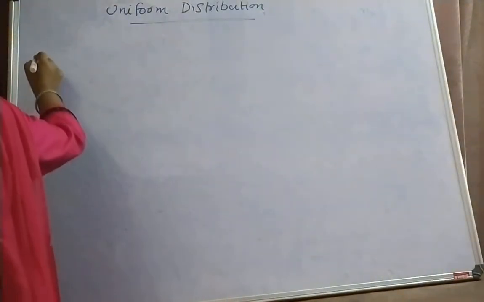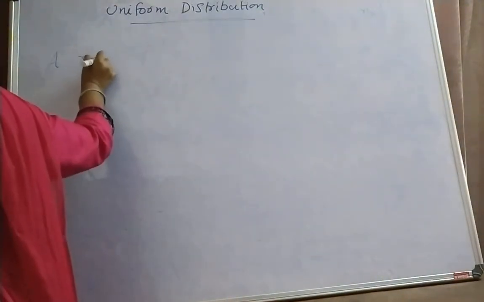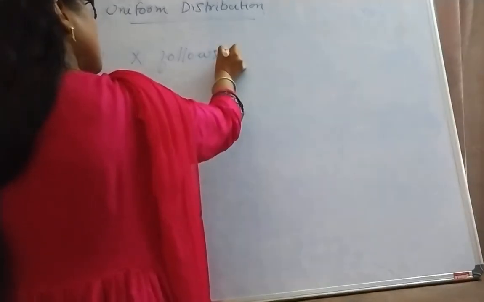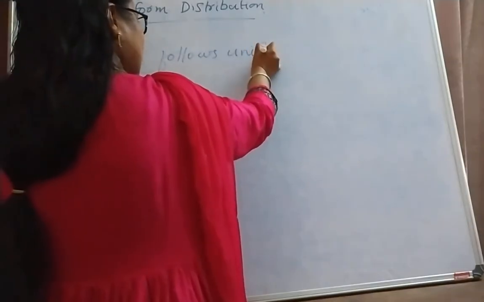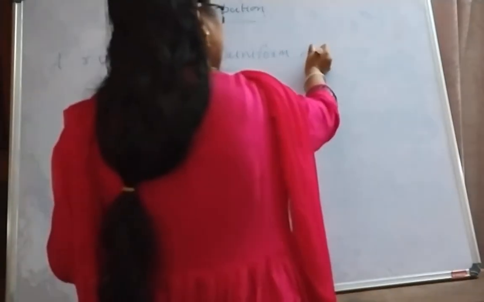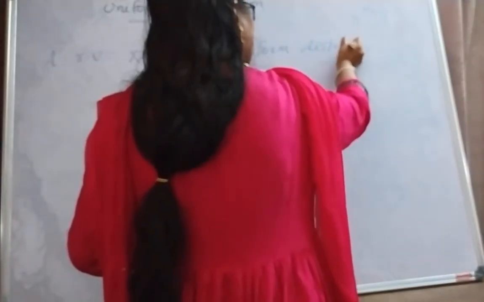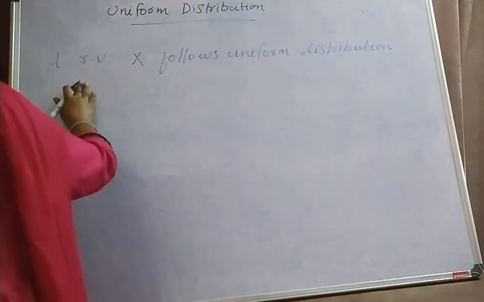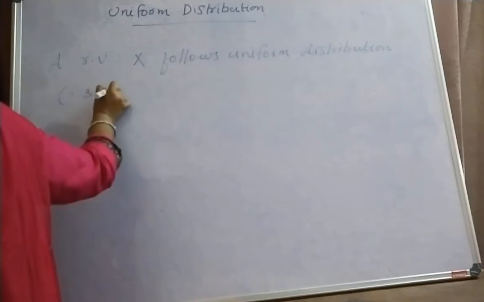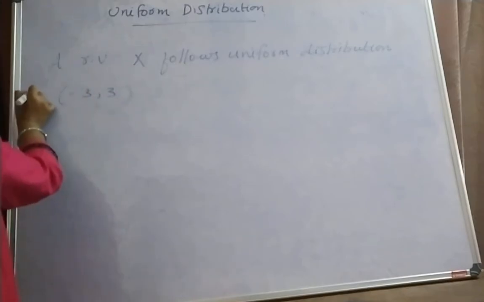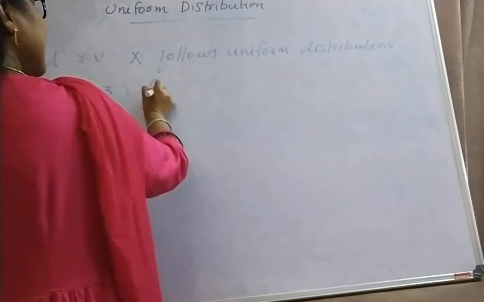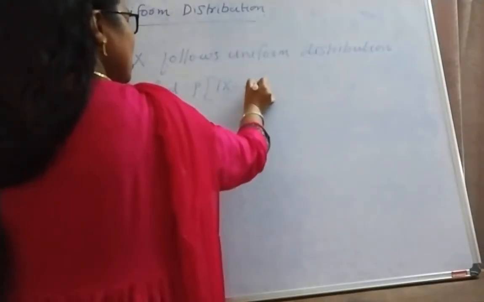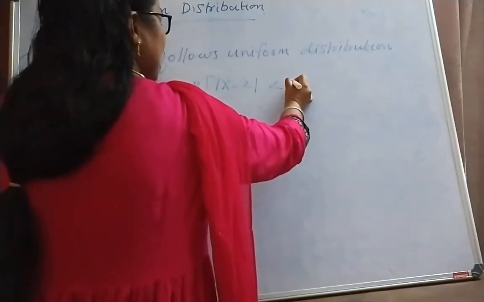Our problem is: a random variable x follows a uniform distribution in the interval minus 3, 3. Find the probability of mod x minus 2 less than 2.